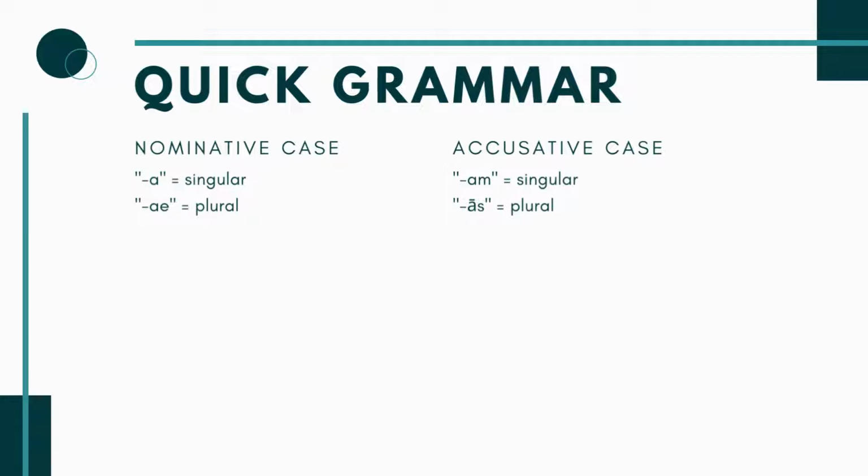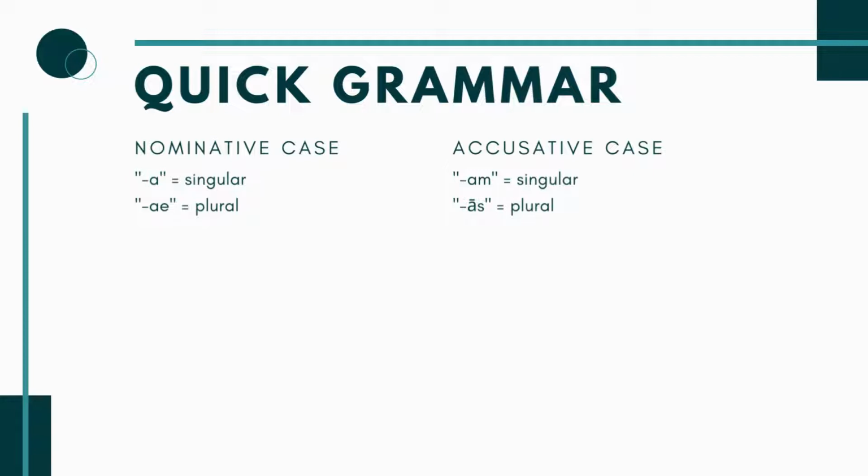If you're looking at a Latin noun and it ends in an A or an AE, it's nominative case. And if you look on the left-hand side of the slide, you can see that the A is singular. That would be like saying something like puella, the girl. If you make it AE, now you've pluralized it. So puellae would mean the girls, right? So it's just the difference between singular and plural, but they both represent the subject of your sentence, the nominative case.